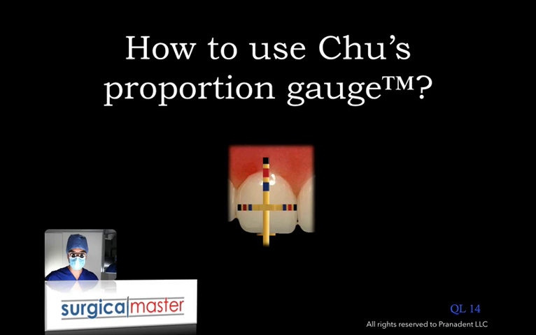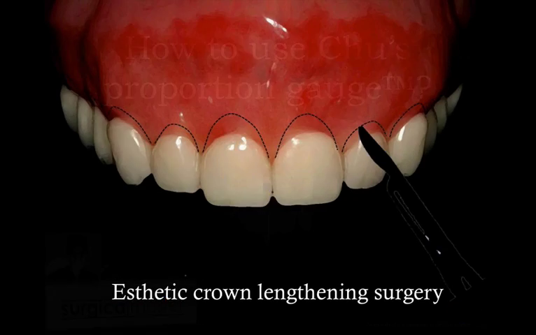Welcome to another quick lecture, and this time I wanted to review a product for you that is called the Choose Proportion Gauge. It's a tool that I use to help me with my aesthetic crown lengthening. So I wanted to show you how this product works and what the benefits of using it are for getting good results with your crown lengthening procedures.